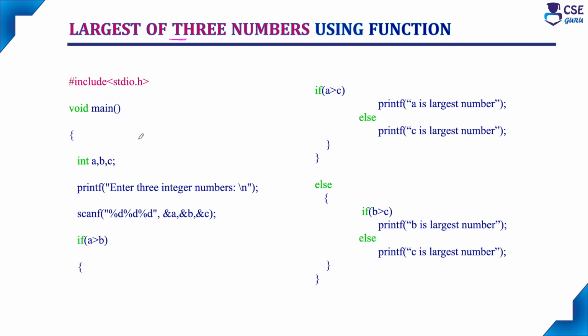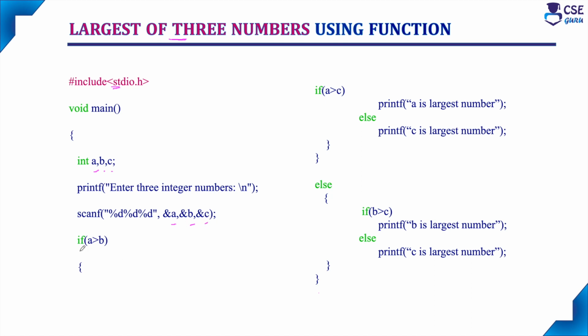If you consider here, this is the normal program without using function to print the largest of three numbers. This is the header file section, and this whole thing is the main section. Here we have declared three variables. Then enter the values of these three variables as integers and store them in the variables a, b and c.